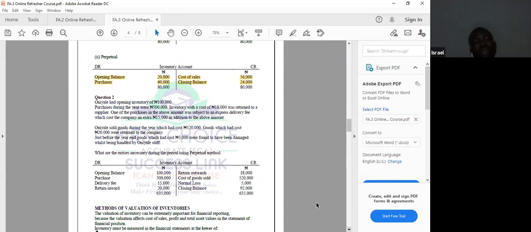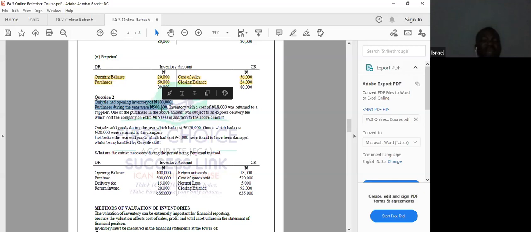Okay, so let's look at question 3. Question 3 says Oniyale had opening inventory of 100,000. Purchases during the year were 500,000, so they made a total purchase of 500,000 during the year. Inventory with the cost of 18,000 was returned to a supplier. That's a return outward. You have already recorded it before, but now you are returning it back to the supplier, and that's what we call return outward.